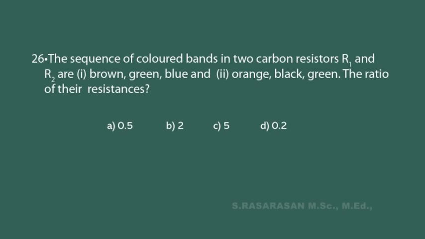Next, 26. The sequence of color bands in two carbon resistors R1 and R2 are given. One: brown, green, blue, and another one: orange, black, green. Two carbon resistors are given. In one carbon resistor whose resistance is R1, the color bands are in the sequence brown, green, blue. In another one it is orange, black, green. The ratio of the resistances. For individual you have to calculate the resistance and then find the ratio.